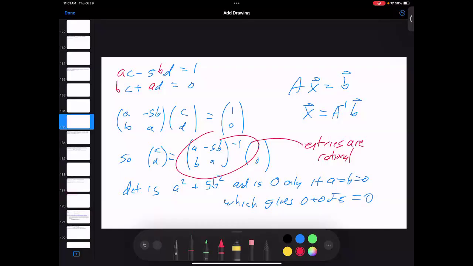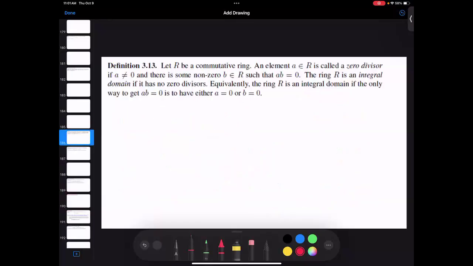So we now at least have a non-trivial example of a field. Excellent. Okay, so let R be a commutative ring. An element A in R is called a zero divisor if A is not 0 and there's some non-zero B such that AB equals 0. So a lot of the restrictions are, we don't want to consider 0 to be a zero divisor. And we want A times something to be 0. Well, if you multiply anything by 0, what do you get?